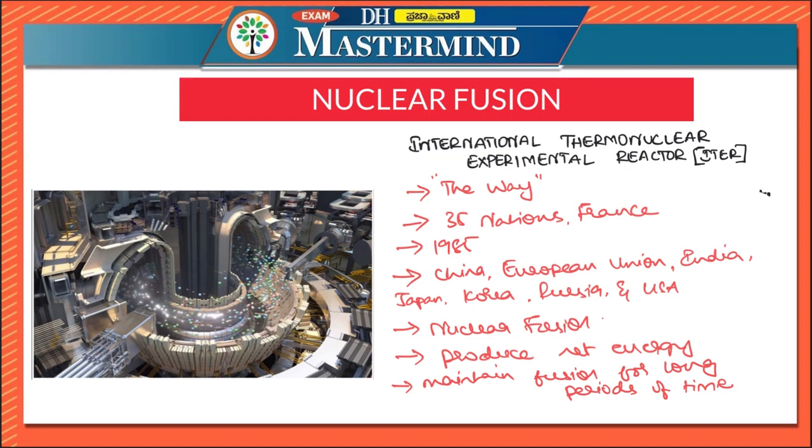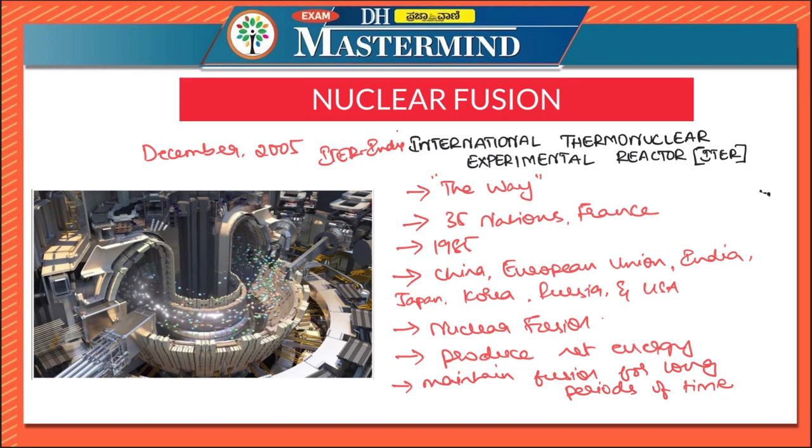India became a full seventh partner of ITER in December 2005. ITER India, you will have to remember this. The Institute for Plasma Research located in Gandhinagar, Western India, is the Indian domestic agency to design, build and deliver the Indian in-kind contribution to ITER.